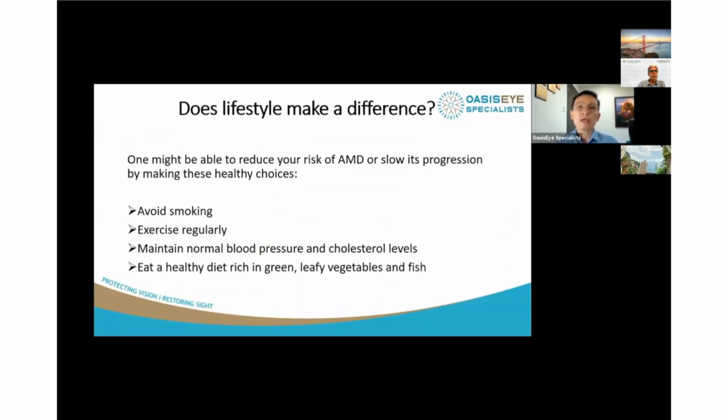So how does AMD affect one's lifestyle? And can your lifestyle make a difference? After analyzing all those risk factors in the previous slide, one might be able to reduce the risk of AMD or slow down its progression by making these healthy choices. First and foremost, avoid smoking. Secondly, exercise regularly. Maintain a normal blood pressure and cholesterol level. And eat a healthy diet rich in green leafy vegetables and also a diet that is rich in fish.